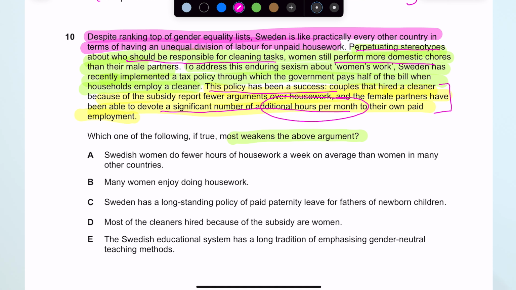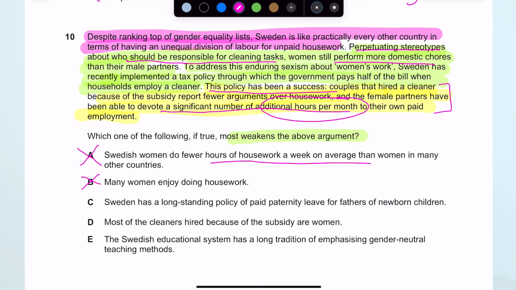Again, there's nothing that I can really guess from this, to be honest. It's not so clear cut as that. So we'll look at the options. Swedish women do fewer hours of housework a week on average than women in many other countries. That is irrelevant because that doesn't really explain why this means a policy has been a success or a failure. If it's successful, then women are cleaning less. That's what we're looking for.